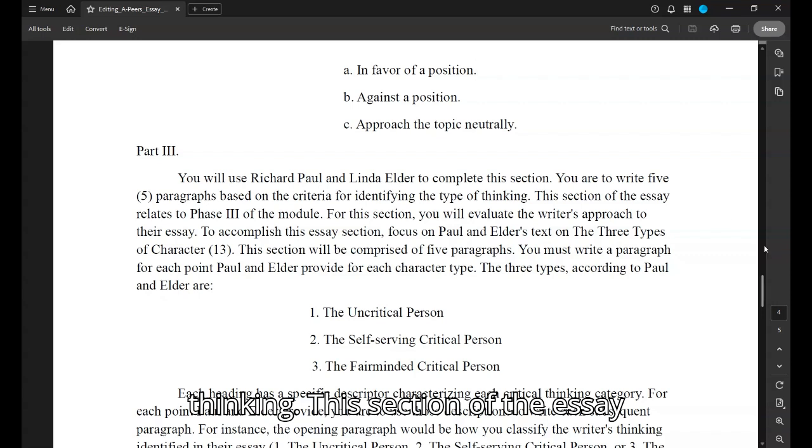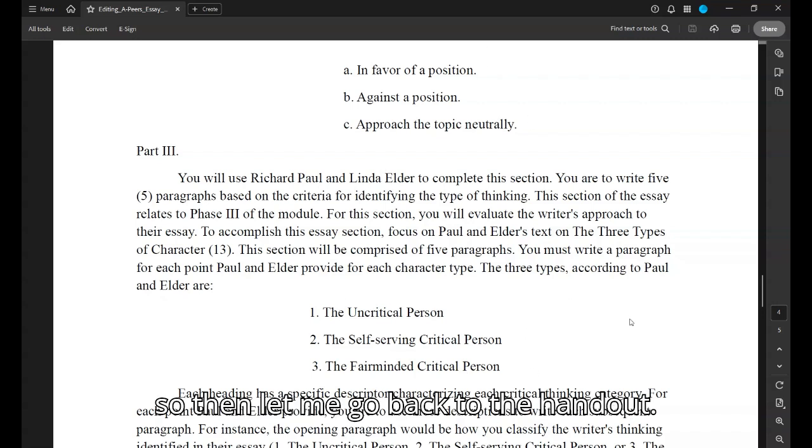This section of the essay relates to phase 3 of the module, right? Which is, go back, this right here, where I ask you to use the miniature guide to critical thinking, but more specifically the 3 types of characters. Sorry, let me get the book. I miswrote it. Sorry, yeah, the 3 types of characters. I don't know why it looks strange. Sorry about that. Okay, so this is what you're doing in part three.